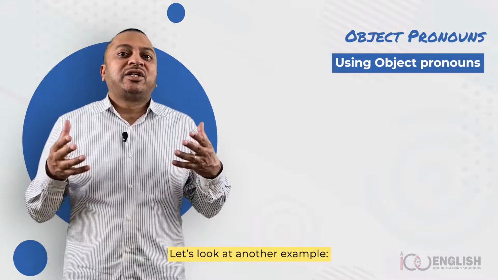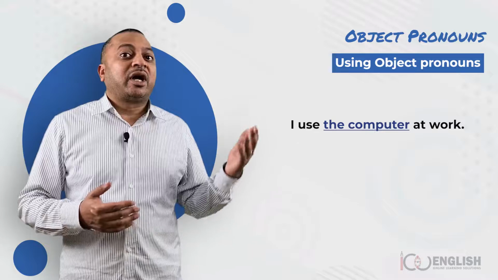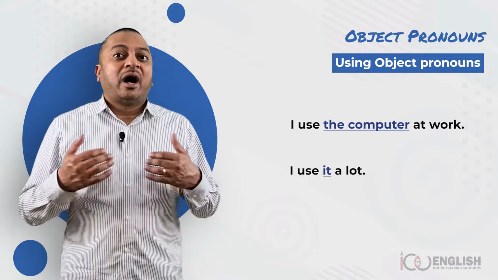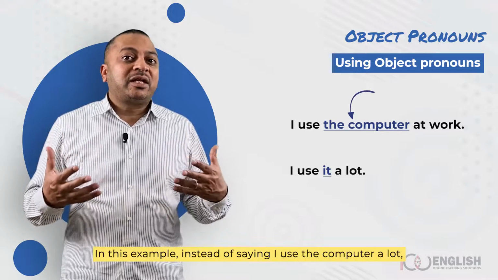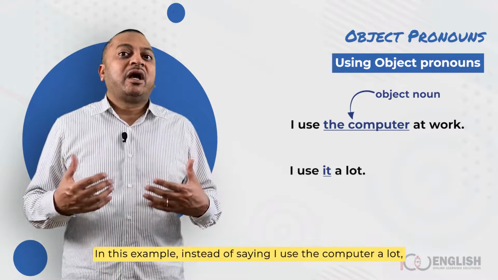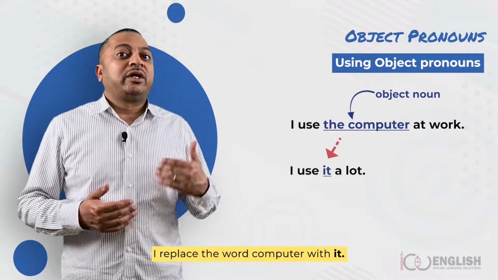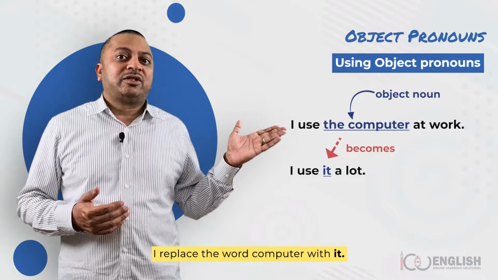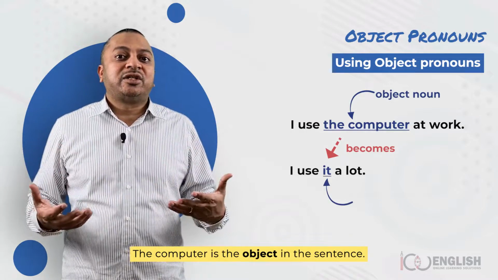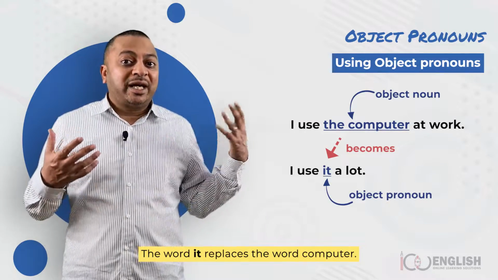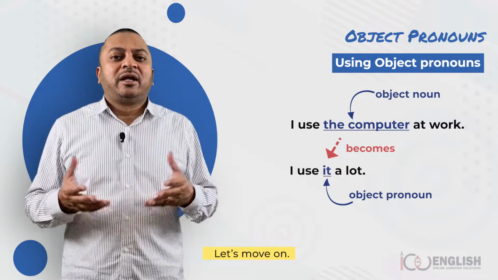Let's look at another example. I use the computer at work. I use it a lot. In this example, instead of saying I use the computer a lot, I replace the word computer with it. The computer is the object in the sentence. The word it replaces the word computer. Let's move on.